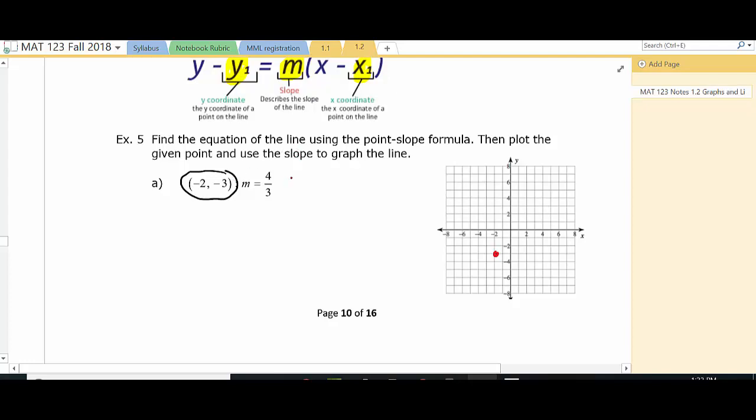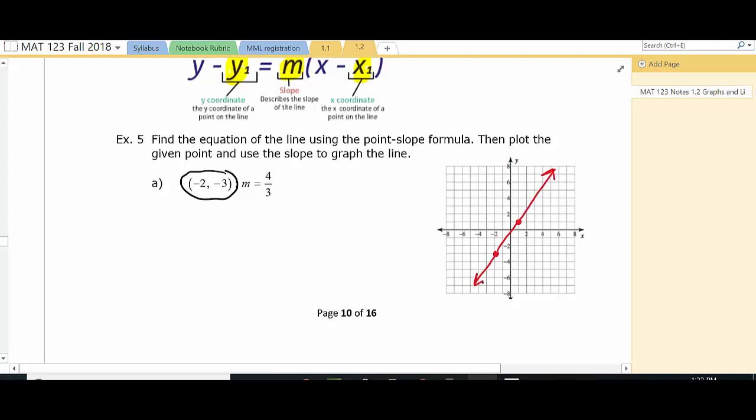Now, how do you do a slope of 4/3? What do you do? Up 4, right 3, okay? They're both positive, so go ahead and do that. From the point you just plotted, go 1, 2, 3, 4 up, and 1, 2, 3 over. And that'll give you that point like that. Then go ahead and just connect the dots like that.